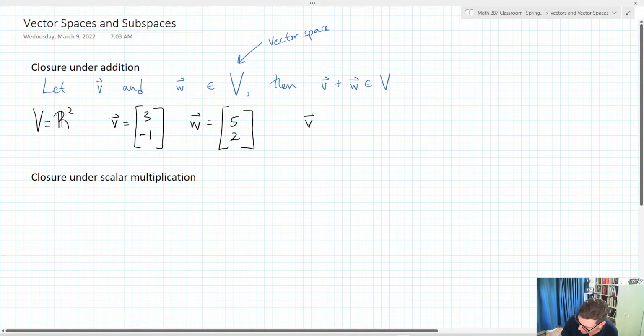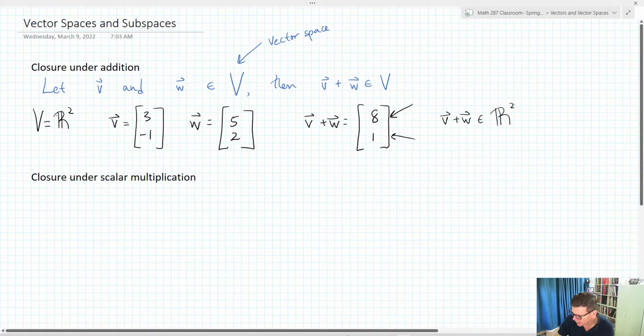And we add them together, then V plus W, you can go ahead and do this on your own, is going to end up being (8, 1). (8, 1) is in R2, right? Because it's got two components, and both of those components are in the reals, right? V plus W belongs to R2, all right?